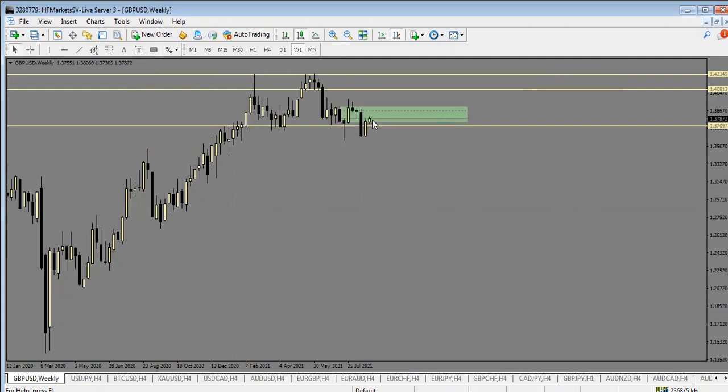I expect price to move maybe up to this point here, then pull down. That is a weekly chart. So it therefore means that on GBPUSD, I'm seeing a bearish long move.